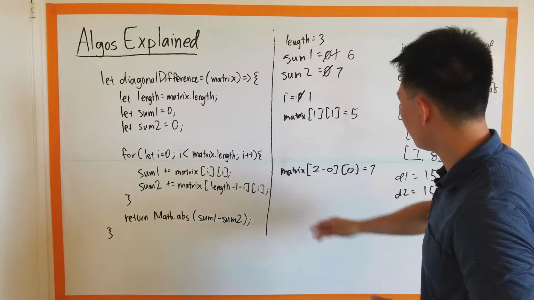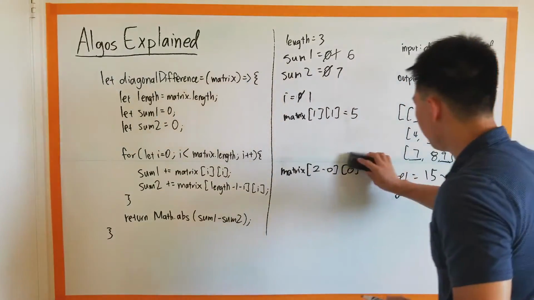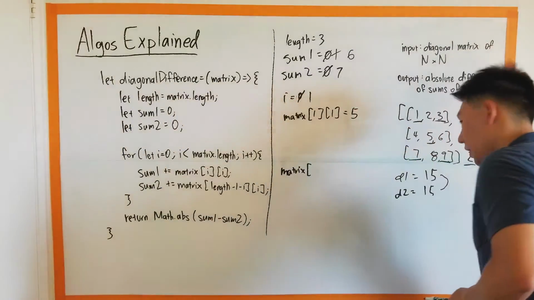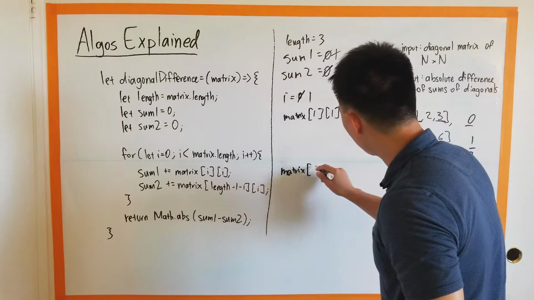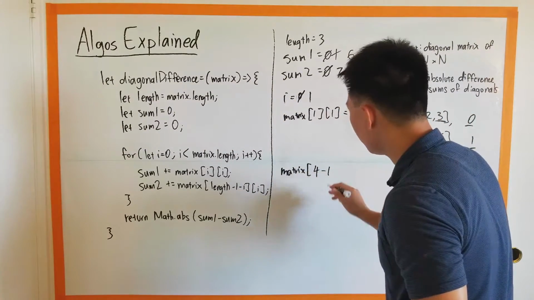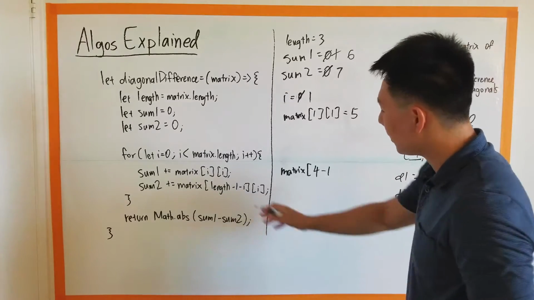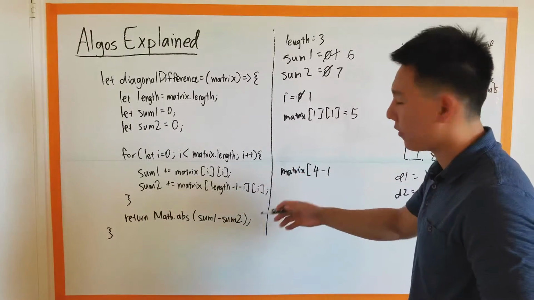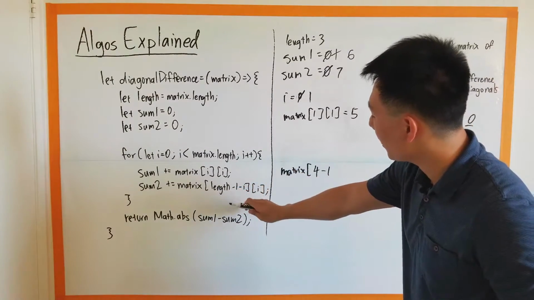And sum 2 is a little bit more complicated, but not too complicated. We're looking at length, and I'll just write it down here. 4 minus 1, which is 3. I couldn't have hard-coded that. You never want to do that.